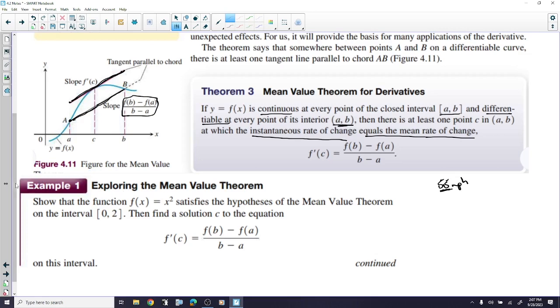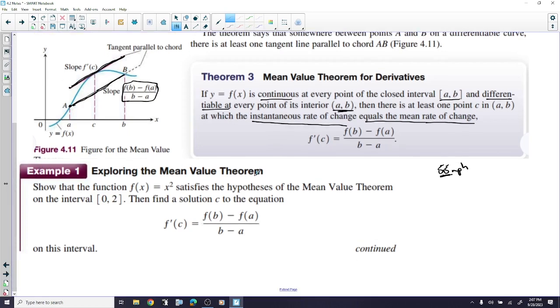Show that the function f of x equals x squared satisfies the hypothesis of the mean value theorem on the interval 0, 2. Then find a solution C to the equation. So there's two parts to the hypothesis. One, continuous on 0 to 2. Now, can we say that that happens?